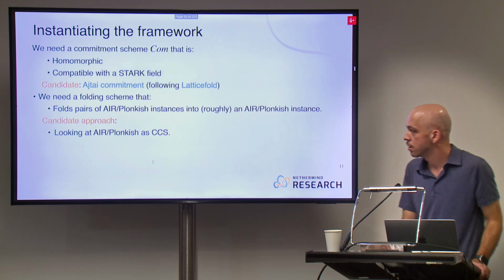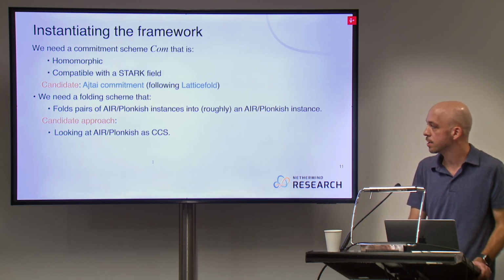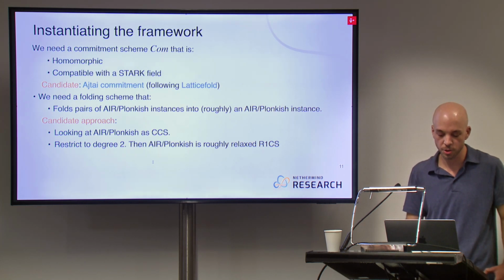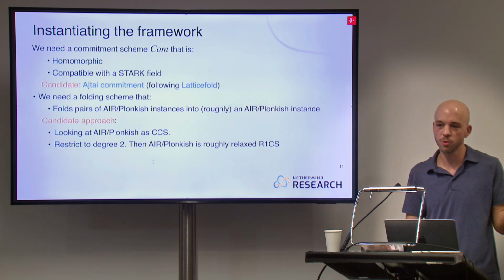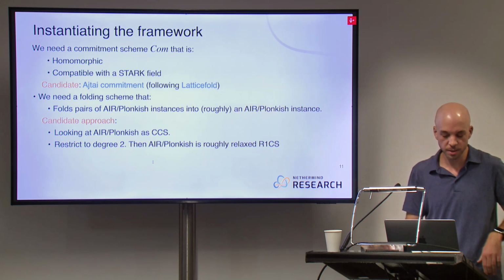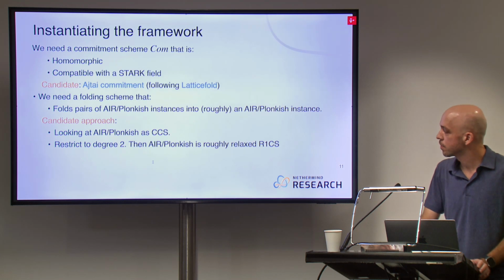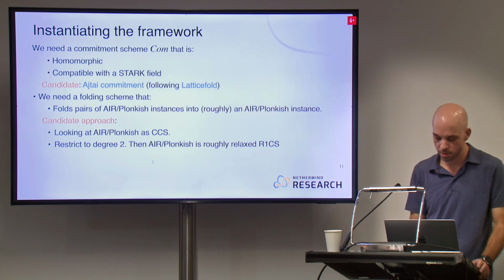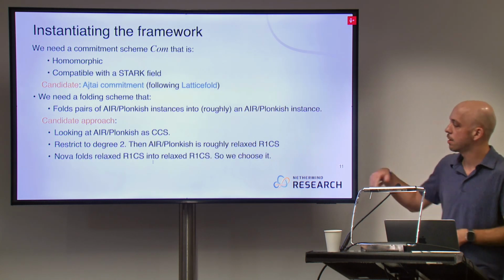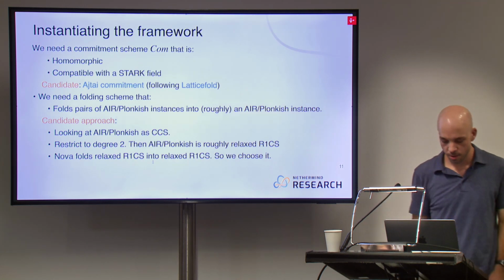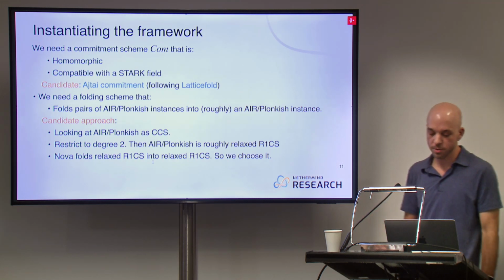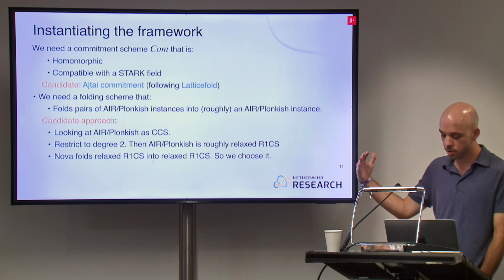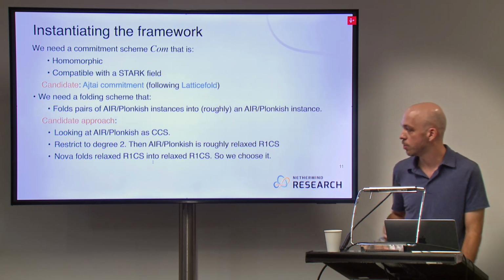Plonkish instances into roughly AIR or Plonkish instances. To deal with this, we look at AIRs as CCSs, and we restrict to degree 2, which is a reasonable restriction. I think that the Cairo VM uses degree 2 or 3 AIRs. And yeah, if you are in degree 2, then AIR or Plonkish is roughly a relaxed R1CS. It's not exactly a relaxed R1CS, it's a relaxed R1CS with more summands. And there's the Nova scheme that folds relaxed R1CS into relaxed R1CS. So we choose this one. This way, when we are done folding, we have something that's similar to an AIR.